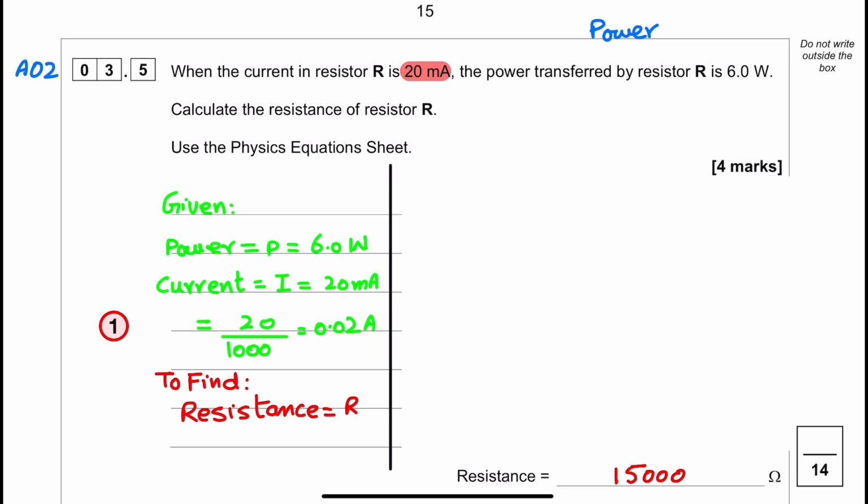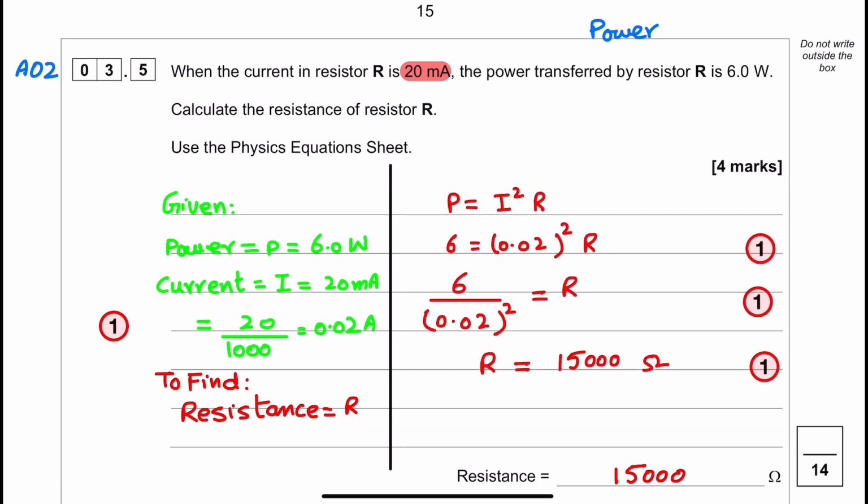This question is from the topic of power. We are already given the power is equal to 6 watts. Current is already given, that is 20 milliamperes, and we need to convert milliamperes into amperes by dividing it by 1000. We need to find the resistance of the resistor R. Let's see the model answer.